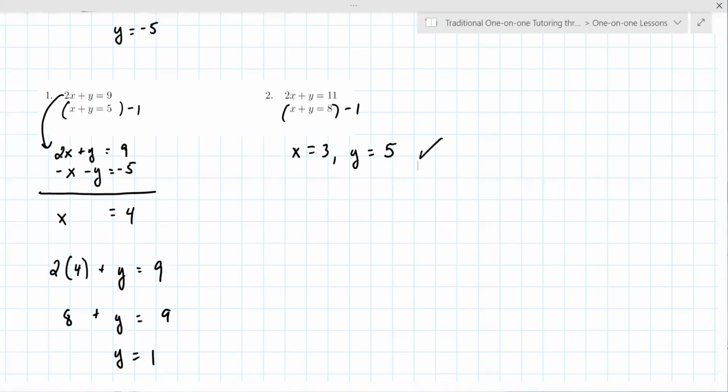Okay, so let's look at another type of elimination that you might see. And I'm giving you the most basic, vanilla, boring ones that I can.